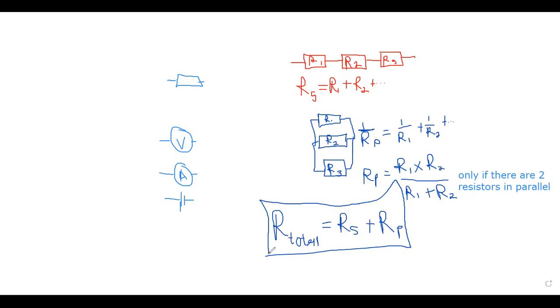If you have a circuit and it consists of some resistors that are in series and some resistors that are in parallel, you're gonna use R total is equal to the sum of resistance in series plus the sum of resistance in parallel. So I think that's mostly it for this section. I think we can move on.